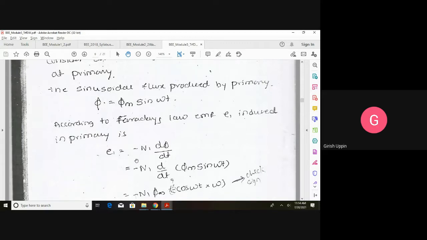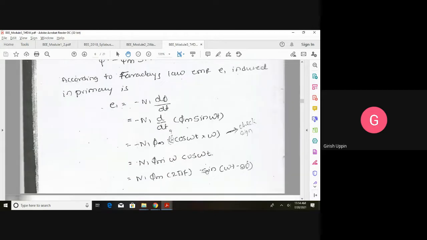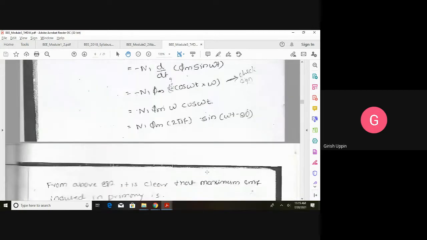Therefore, E1 is equal to N1 d phi by dt. Just ignore the sign. The sign shows it is in the opposite direction. E1 is equal to N1 d phi by dt. And what is phi? Phi is phi m sin omega t. If you simplify that, you get E1 is equal to N1 phi m 2 pi f. This cos omega t is just represented as a sine equation, sine omega t minus 90.